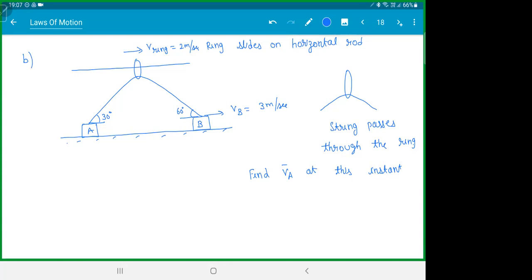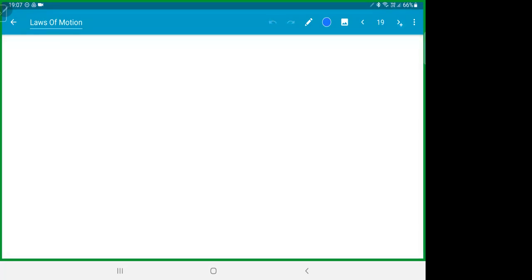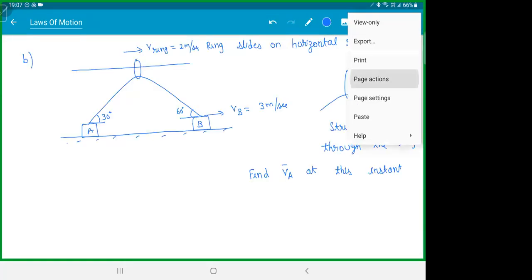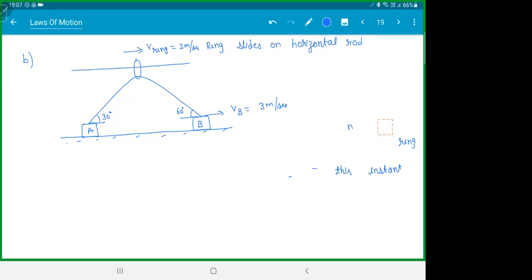Let's see. First thing, the free body diagram. Label the tensions. There's only one string here, so this would be tension T. This would be tension T. So ring has actually 2 tensions. You are getting it. Wherever the ring is being touched by the string, you have a tension there. Remember what did I say? Strings always pull.